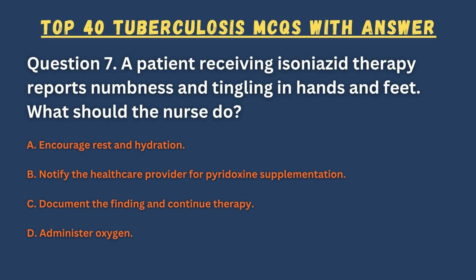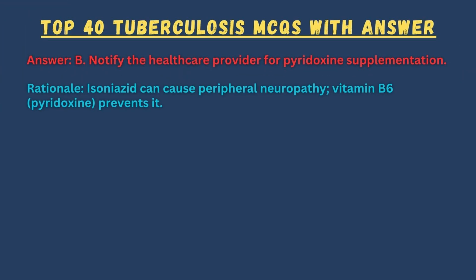A. Encourage rest and hydration. B. Notify the healthcare provider for pyridoxine supplementation. C. Document the finding and continue therapy. D. Administer oxygen. Answer. B. Notify the healthcare provider for pyridoxine supplementation. Rationale. Isoniazid can cause peripheral neuropathy. Vitamin B6, pyridoxine, prevents it.